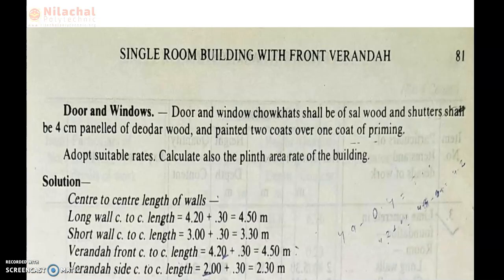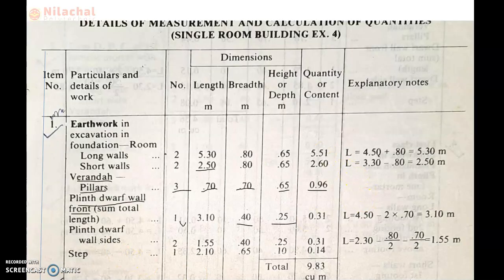So how can we deduct? The total center to center distance of the side wall minus breadth of the main room foundation by 2 minus breadth of the pillar foundation or pillar cement concrete by 2. So 2.30 minus 0.80 by 2 minus 0.70 by 2. It is equal to 1.55 meter. So the length is 1.55 meter. Breadth is 0.40 meter and height is 0.25 meter. The total quantity is 0.31 meter cube.